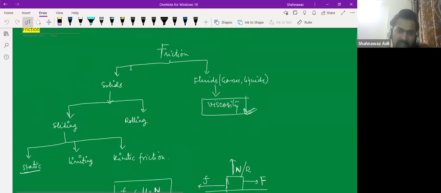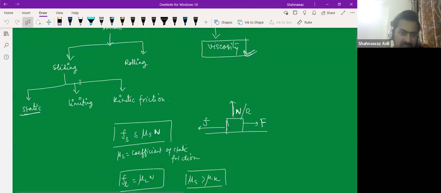So you have this friction, and there are two kinds of friction. One is in solids, and then you have fluids. In fluids, this is called viscosity. And in solids, you have two kinds of friction, sliding and rolling. Rolling friction is not there, so we are only talking about sliding friction. Sliding has three parts: static, limiting, and kinetic. Limiting is just the maximum value of the static one. This is the critical point at which the body starts to move.